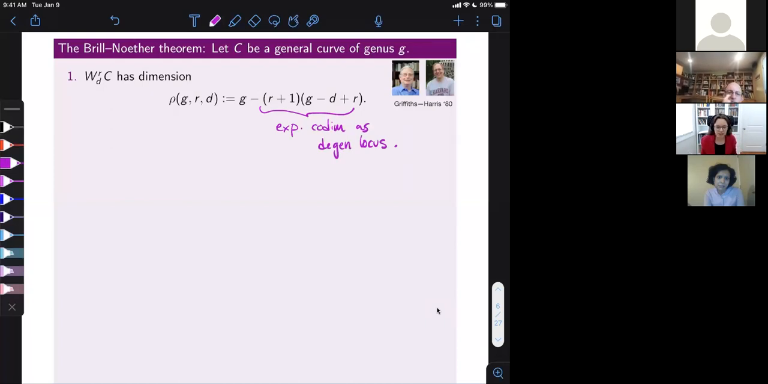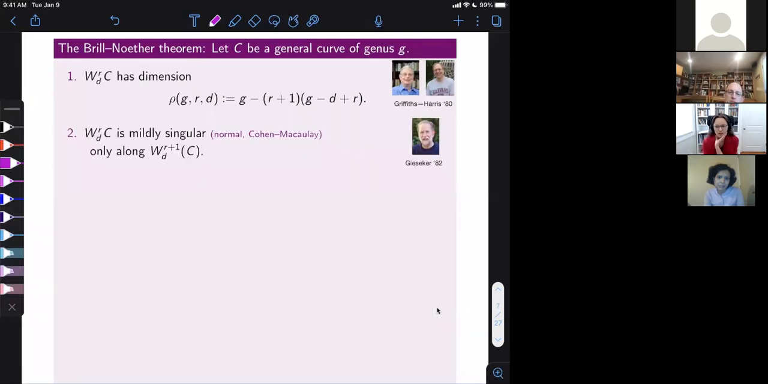Then some more interesting local structure. It's only mildly singular. It's normal and Cohen-Macaulay, and the singularities only occur along W^{r+1}_d. Remember these are nested: W^{r+1}_d says you have at least r plus 2 independent global sections. So then, of course, you have at least r plus 1 independent global sections, and all the singularities can only occur along there.